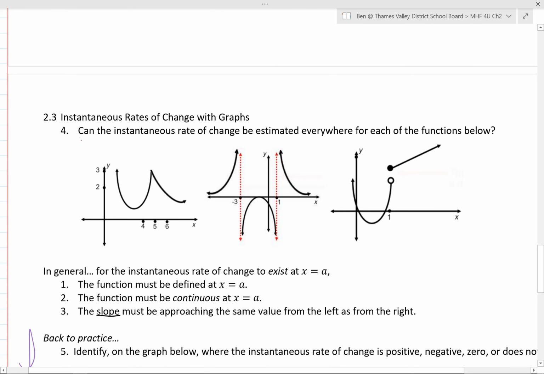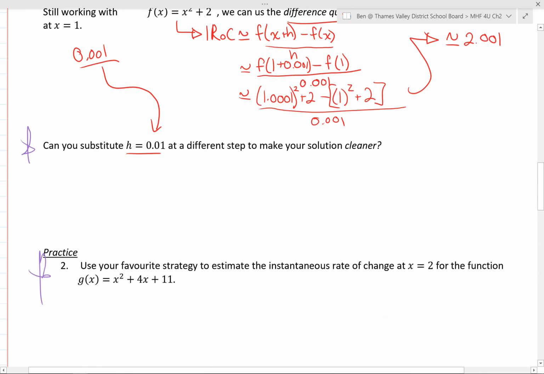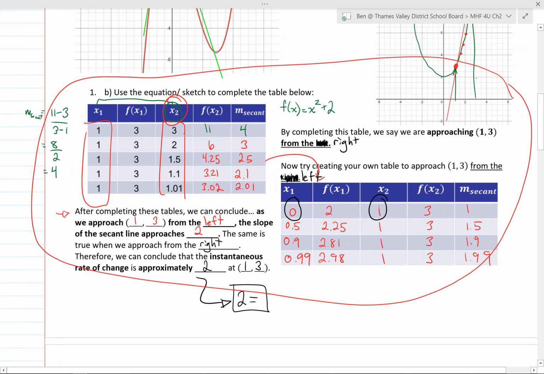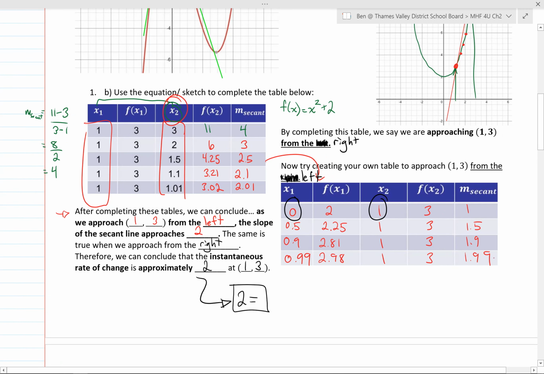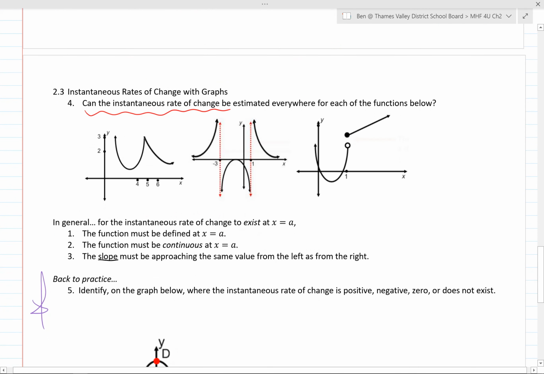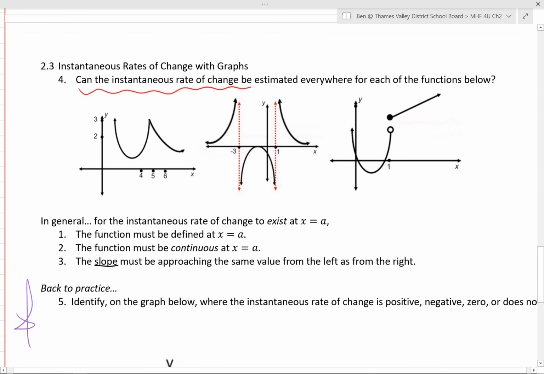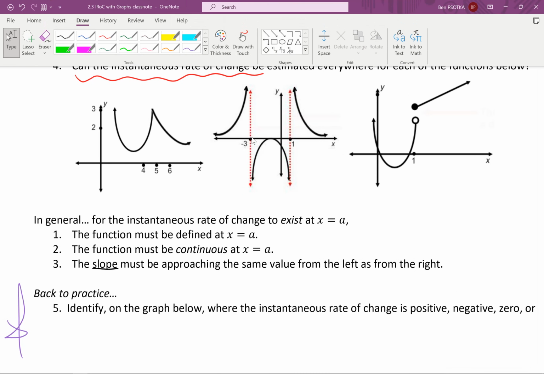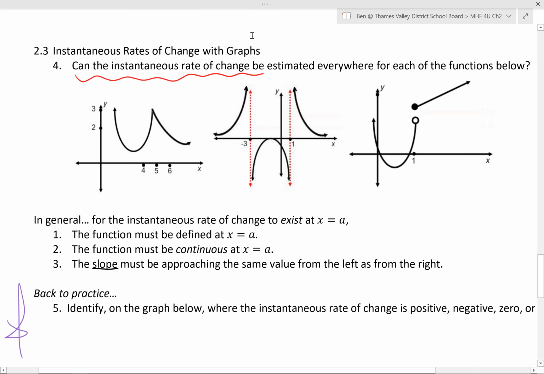Now, our instantaneous rate of change, again, here we're finding it by checking from the left and from the right, and seeing if our slopes are approaching the same number. Here they were both approaching 2 from opposite sides. So that must come together if we're going to evaluate or estimate an instantaneous rate of change. A few requirements are needed if we're going to be able to consider an instantaneous rate of change.